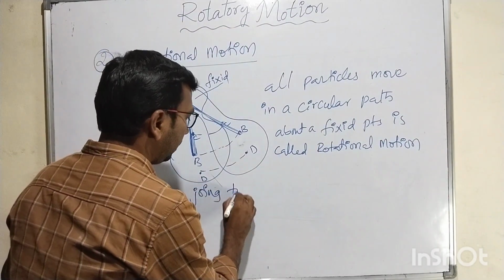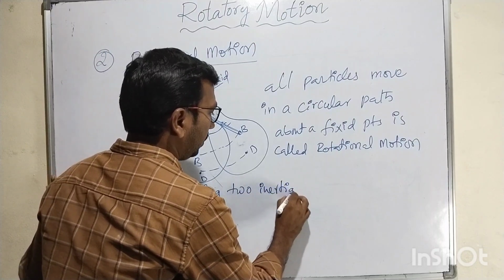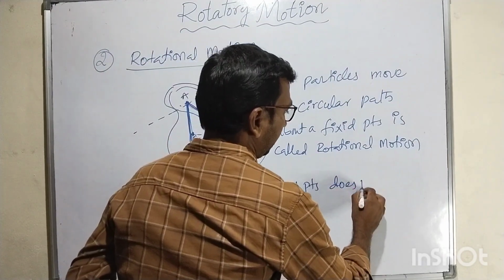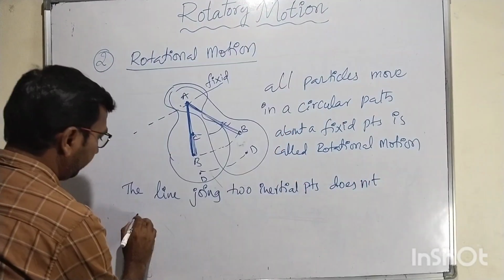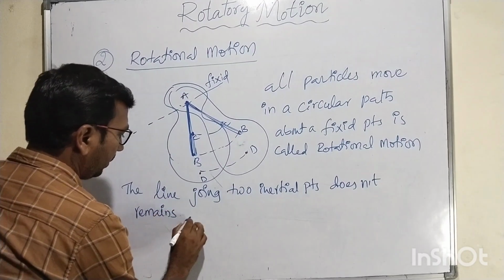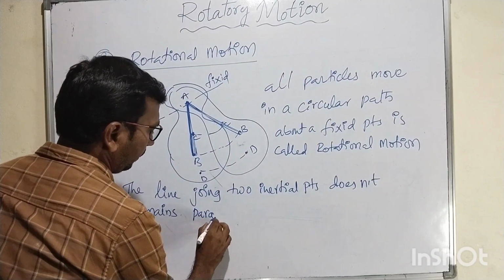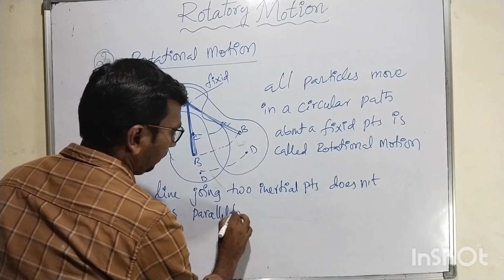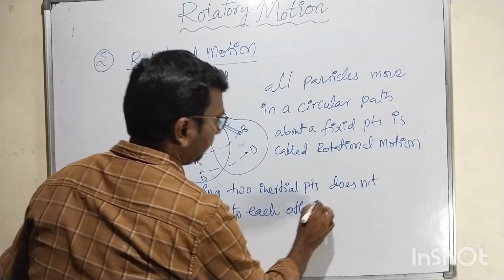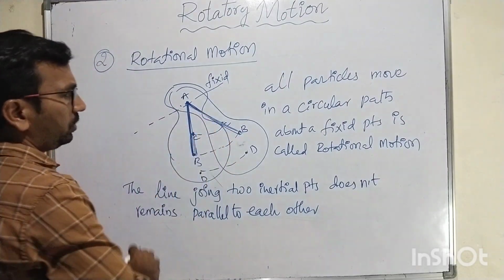The line joining internal points does not remain parallel to each other. So here this AB and this AB, both are not parallel to each other.